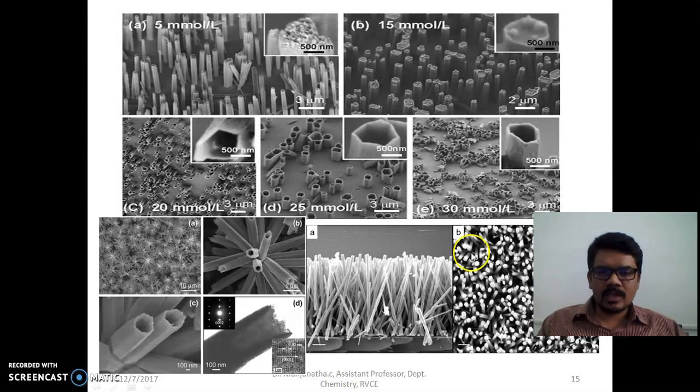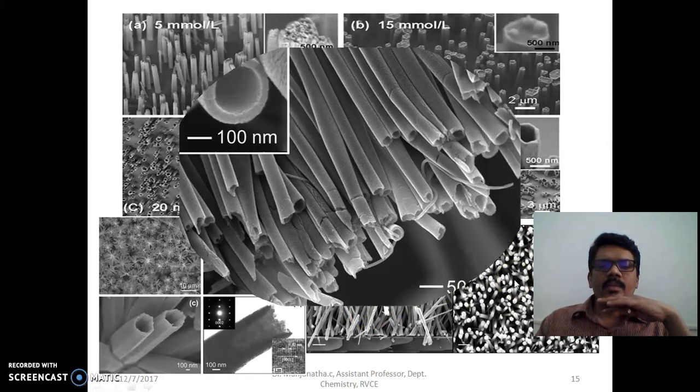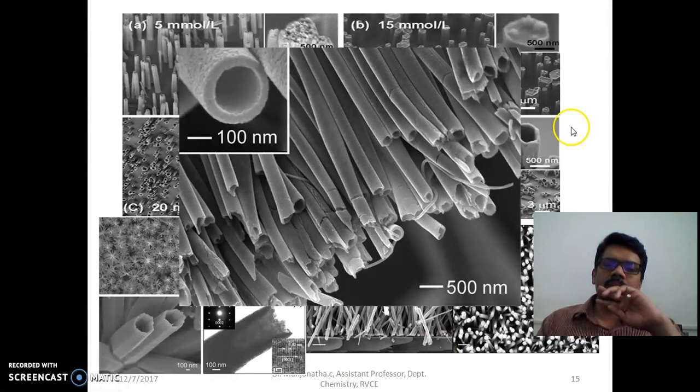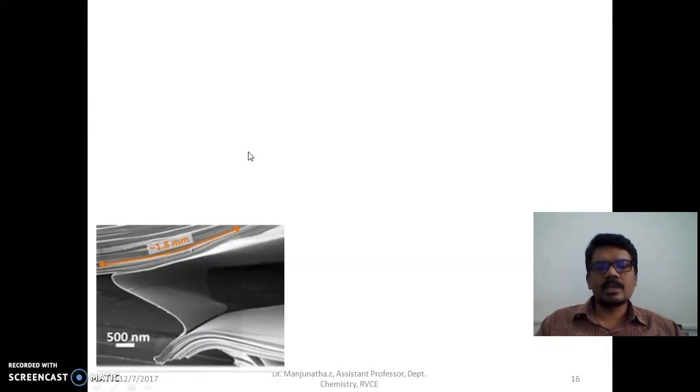Okay, look at this one. This is also one-dimensional nanomaterials which are grown on some substrate. And this is the side view, and this is the top view of zinc oxide. Look at this, this is all one-dimensional zinc oxide nanotubes, 100 nanometer in size.